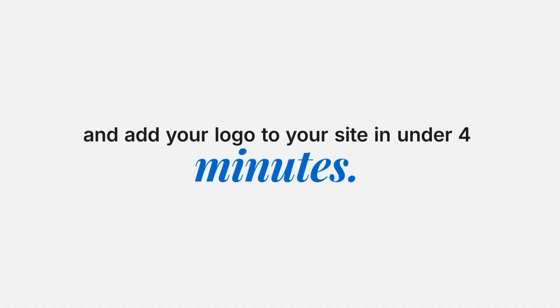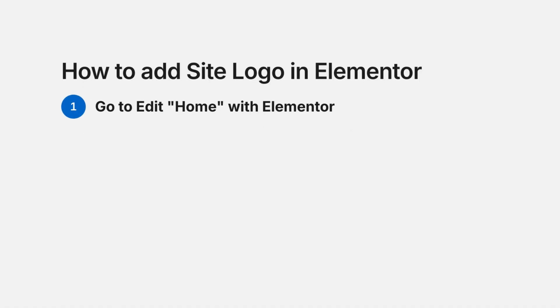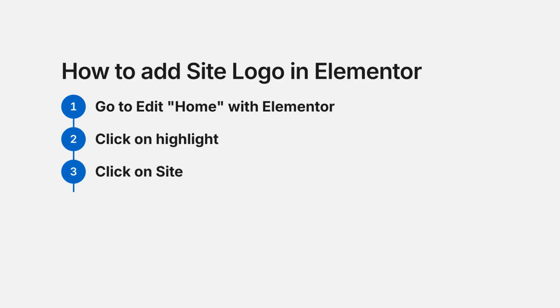Are you annoyed that Elementor hides the site logo behind a Pro upgrade? Unlock the widget and add your logo to your site in under 4 minutes. Start in the Home editor, select the site area, and follow each click. We'll handle the upgrade prompt so your logo appears immediately.